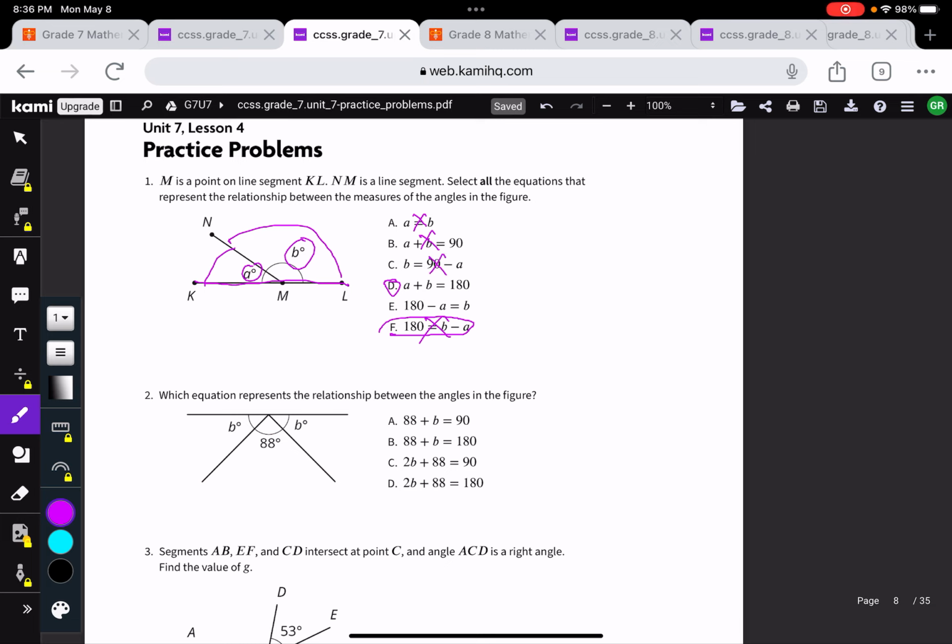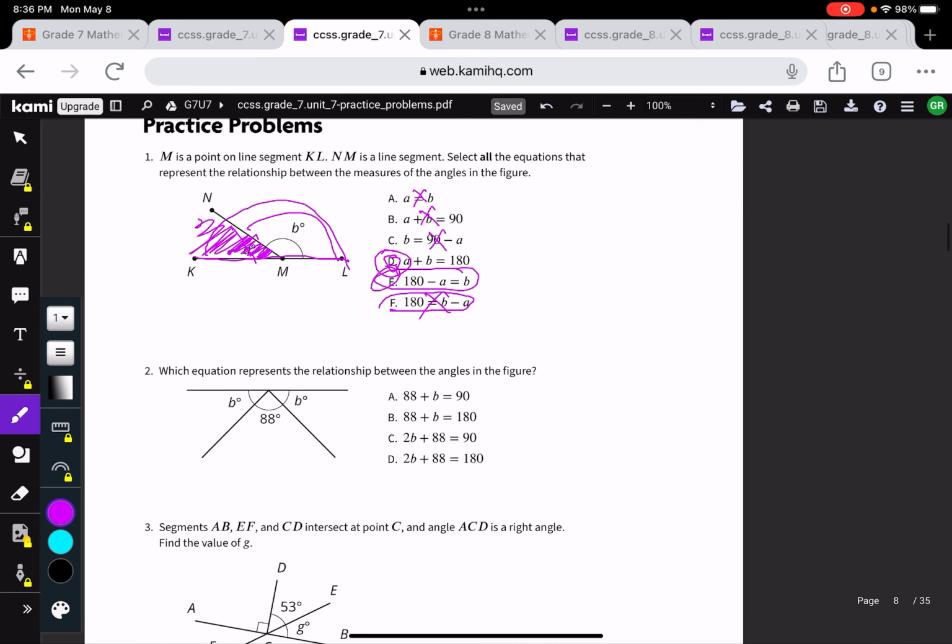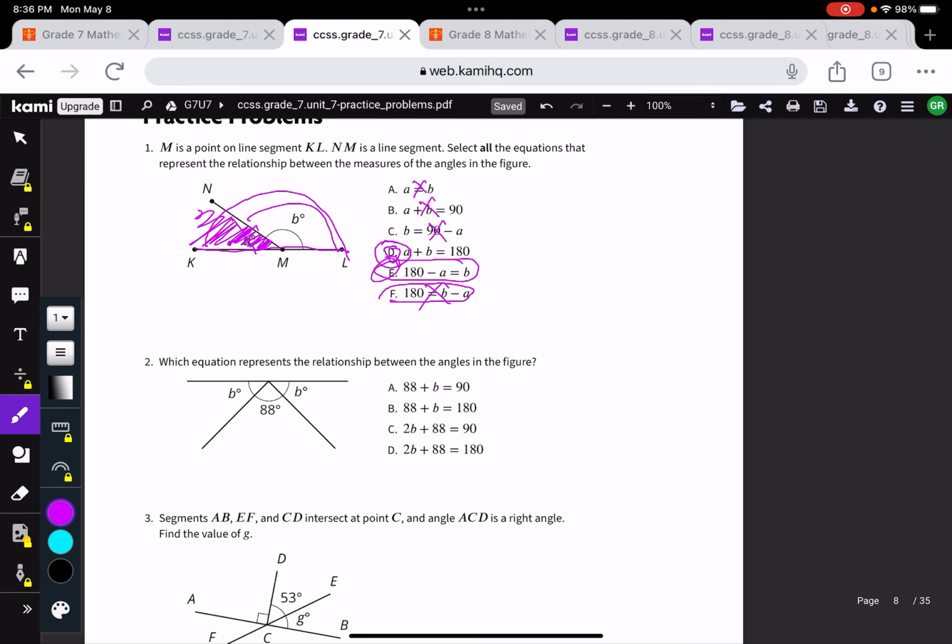C, and there's nothing that suggests 90, so it's not C, but what about E? If I took the whole 180 degrees and I got rid of this angle, what would I be left with? In other words, I did 180 minus A. Am I left with B? Yes, I am. So our answers are D and E. D and E. What does this spell? D.